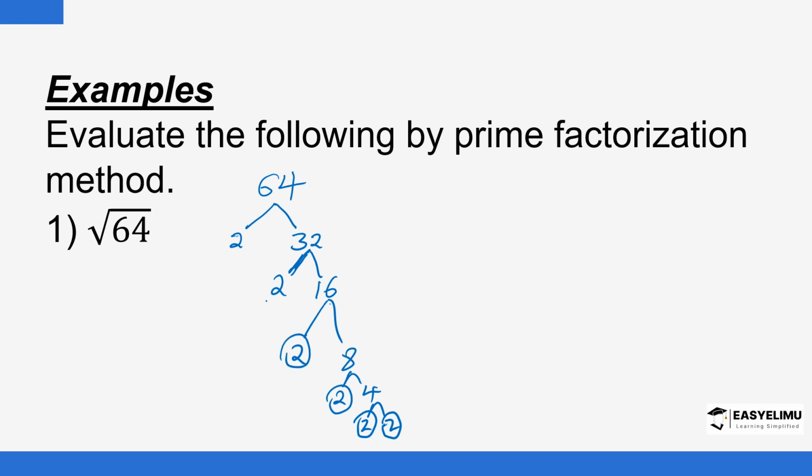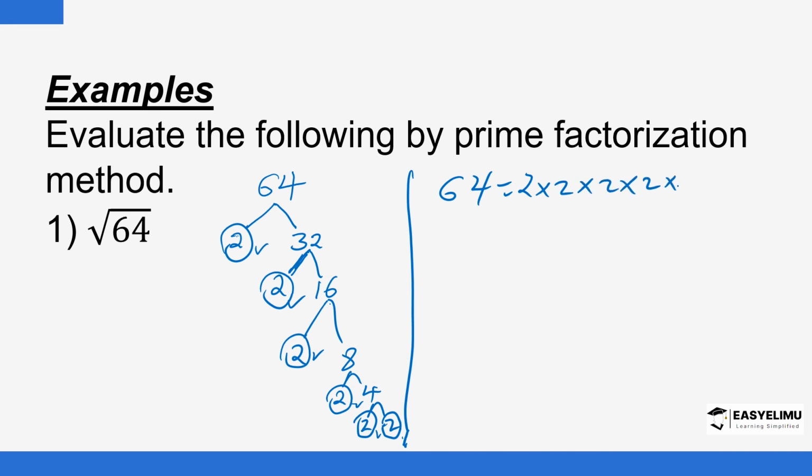So you simply multiply these. What it means is that 64 can be written as a product of all these prime factors here: 2 by 2 by 2 by 2 by 2 by another 2. How many 2s are there? 1, 2, 3, 4, 5, 6. So there are 6. So that is going to be 2 power 6.